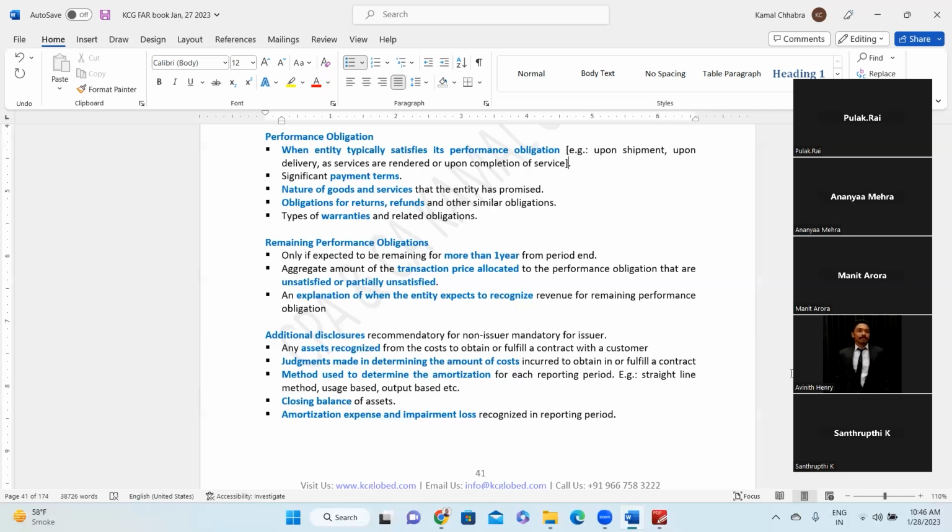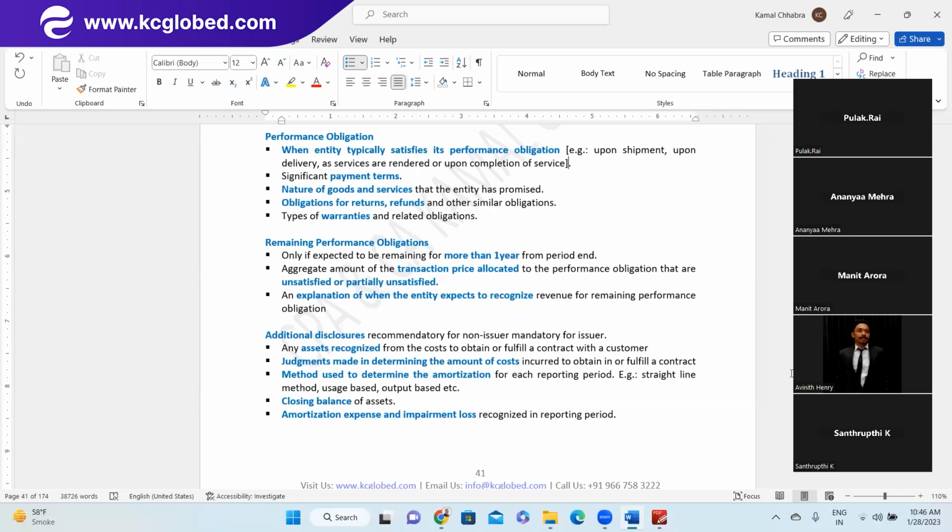Next is remaining performance obligations. How much performance obligation is still remaining at the balance sheet date? You need to disclose that only if it is expected to remain for more than 1 year. If it is immediate, for example, on 31st evening someone has come and given you an order, and on 1st of the next month you are delivering it, that is not required to be disclosed.